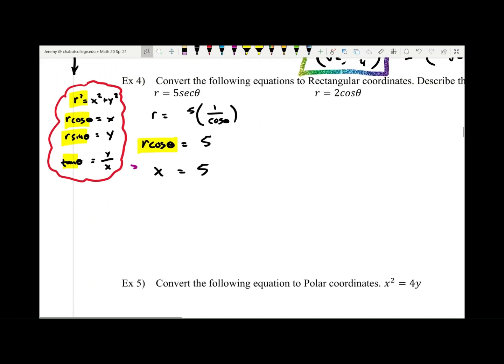So that's how I would represent this equation in rectangular coordinates. I'll put a box around that. And then what type of graph does this give? Well, this is just a vertical line at x equals 5. So here I could maybe draw a little sketch of the graph. 1, 2, 3, 4, 5, 6, 7, 8. So the graph of this is just this line right here.